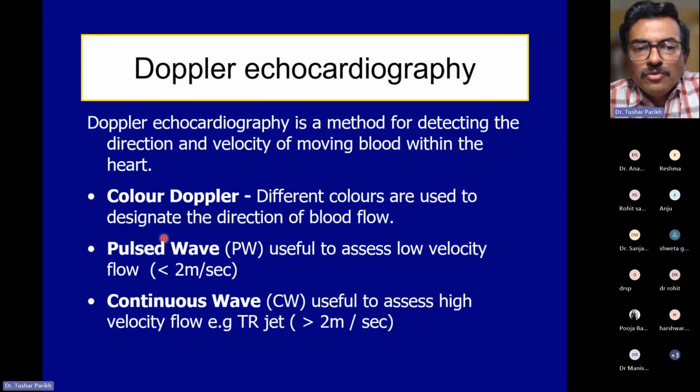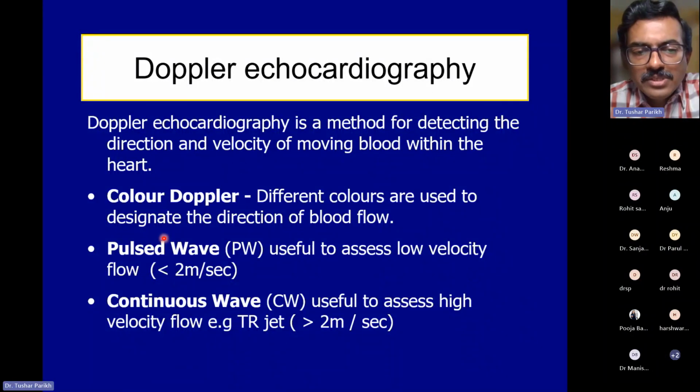Pulse wave Doppler is used for lower velocities, less than 2 meters per second. For higher velocities, pulse wave Doppler is not sufficient. So for that we use continuous wave Doppler, for velocities which are higher than 2 meters per second. And I've tried to simplify this.